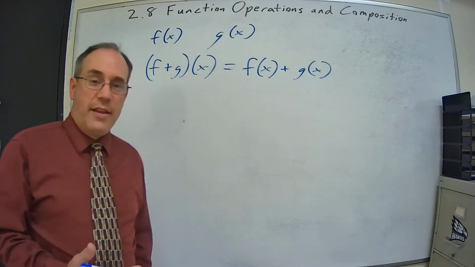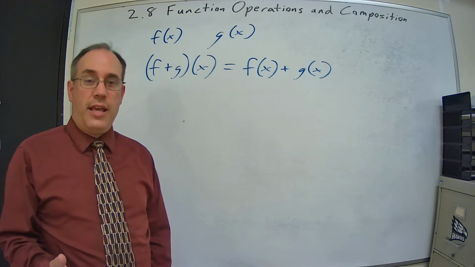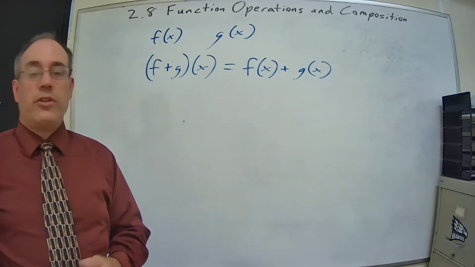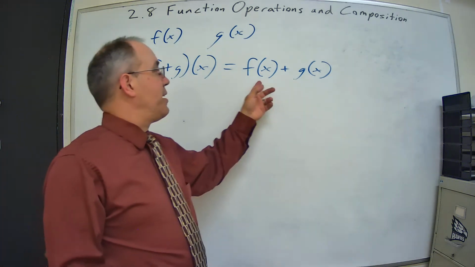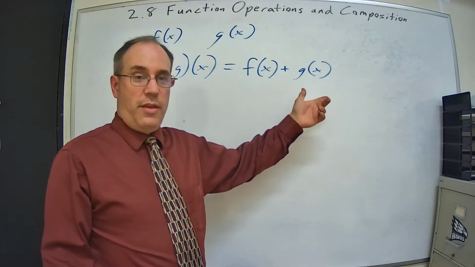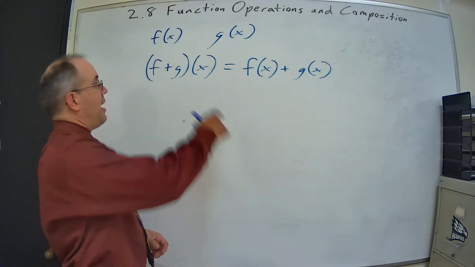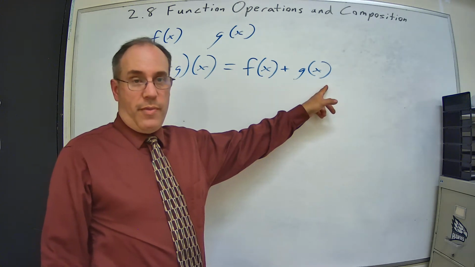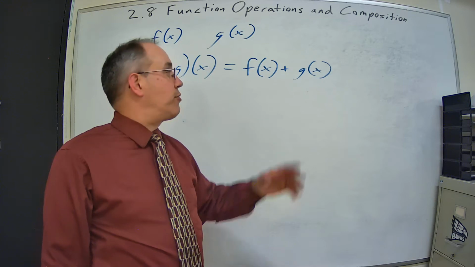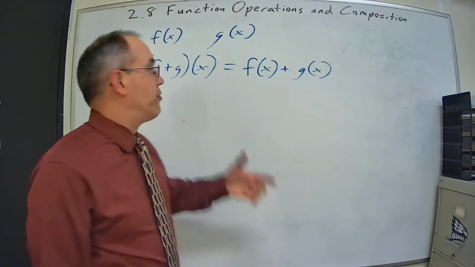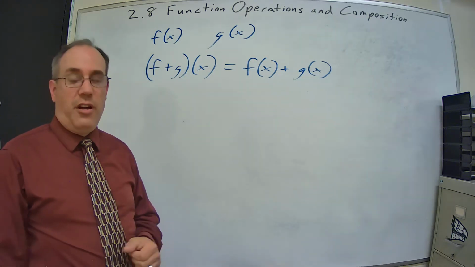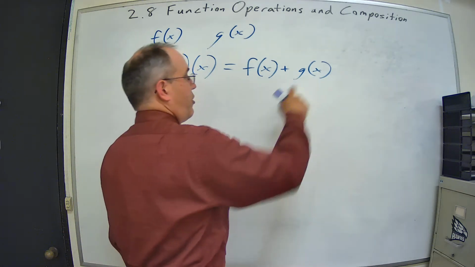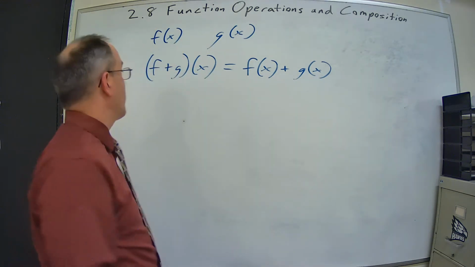Now, when we're dealing with that, we have to realize that the domain of this combined function is going to be the intersection of the domains of these two functions. Meaning that the only values we can allow to be used here are ones that are valid for both of them. If it does not work for one of these, then it doesn't work for the addition of the functions. So that's all we have to remember, that the domain here is going to be the intersection of the domains for those two functions.